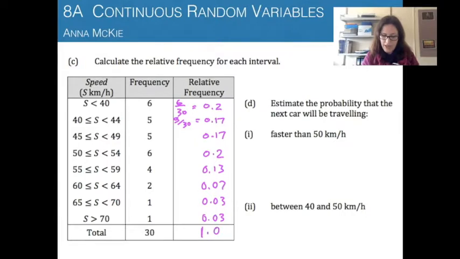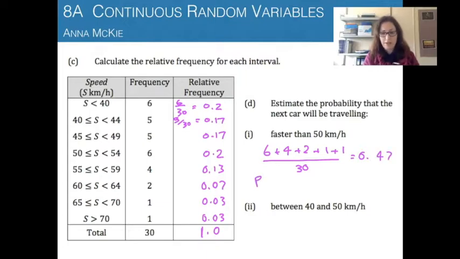And we are asked to estimate the probability that the next car travelling will be faster than 50 kilometres an hour. So have a look across the data, or you could read it off the histogram, the column graph. So greater than 50. So that is going to be from this column or this row and all of these. Two ways to do this. I'll show you one way here. We could add up 6 cars plus 4 to 1. Out of how many cars in total? 30 in total. And that gives us a decimal of 0.47.